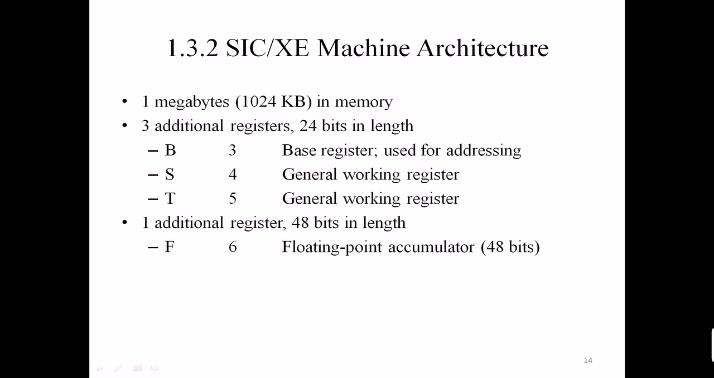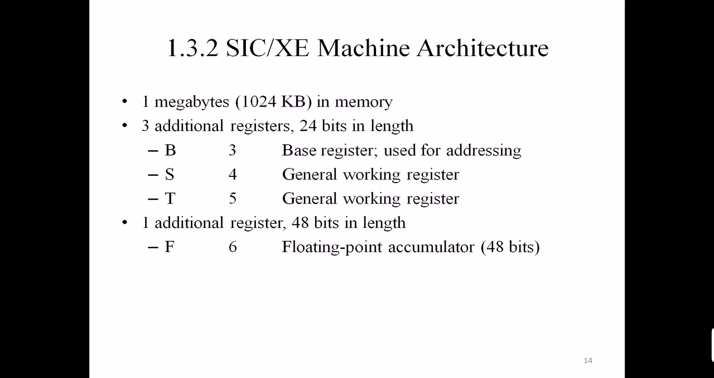So next we'll see about SIC/XE machine architecture. This is the extra equipment of the SIC machine. It consists of memory, 1 megabyte, that is nothing but 1024 KB of data. We can store 1024 KB of data in memory.